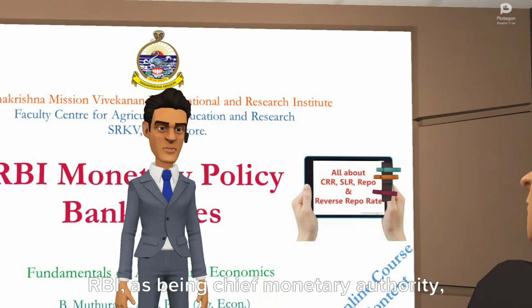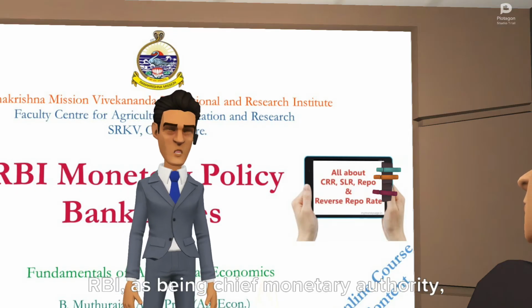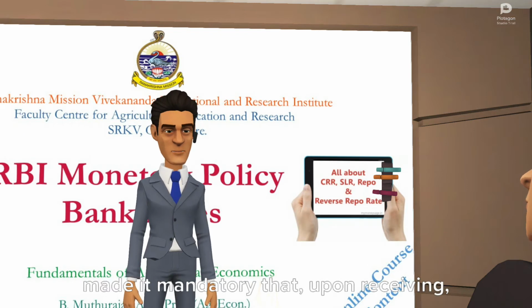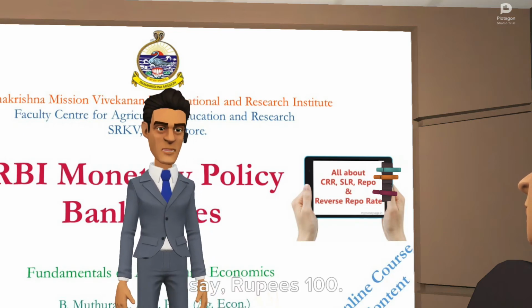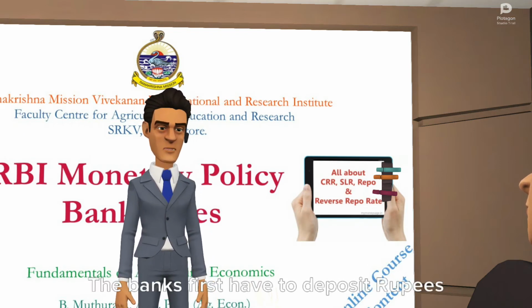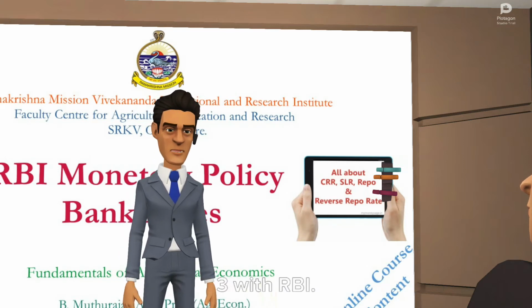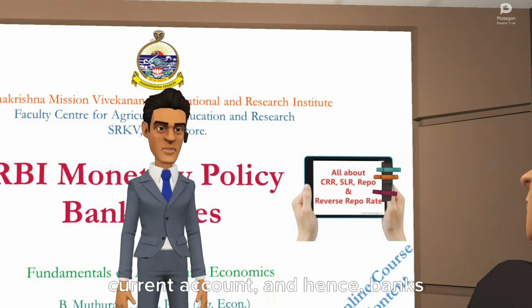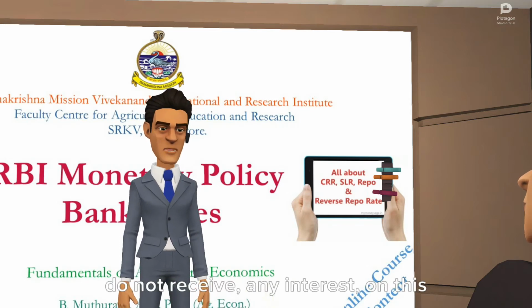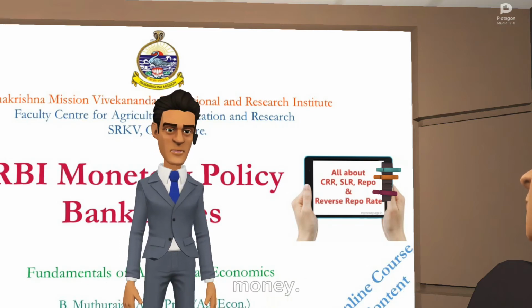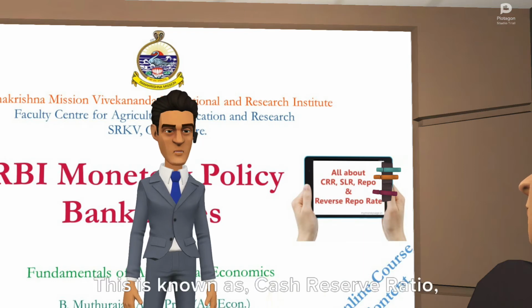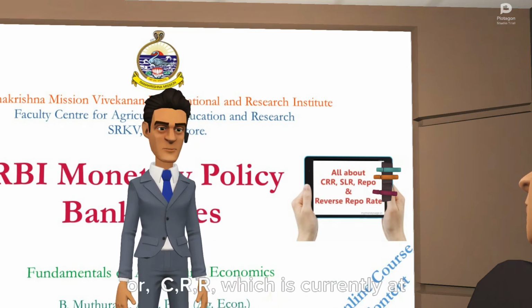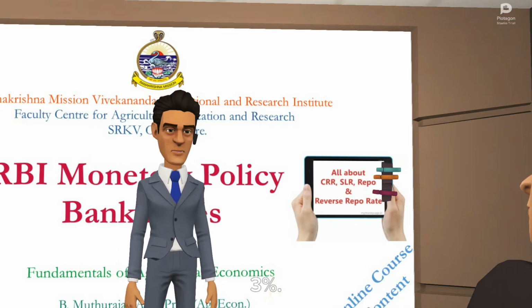How? RBI, being the chief monetary authority, made it mandatory that, upon receiving, say, rupees 100, the banks first have to deposit rupees 3 with RBI. And RBI keeps this rupees 3 in its current account, and hence banks do not receive any interest on this money. This is known as the cash reserve ratio, or CRR, which is currently at 3%.